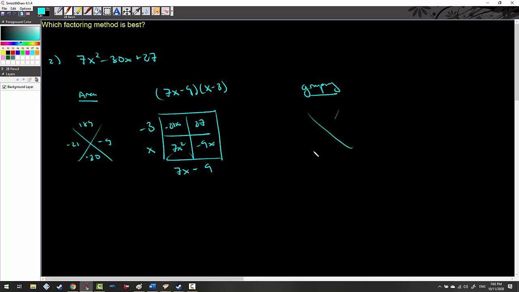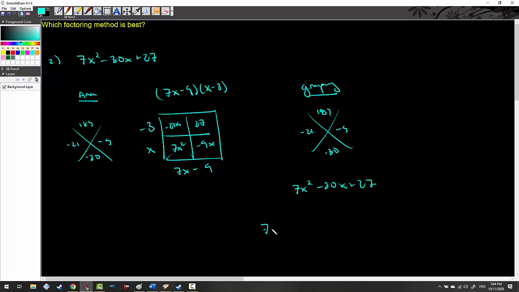So again, same thing. 189 and negative 30. Same numbers, negative 21, negative 9. And so I would say this becomes 7x squared minus 21x. Again, what am I doing? I'm breaking apart this negative 30. In fact, I'm going to write this down. It should be minus 30x plus 27.